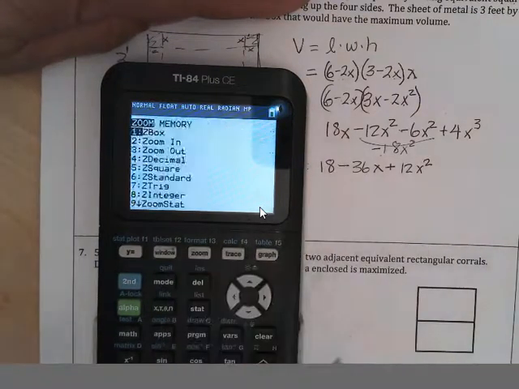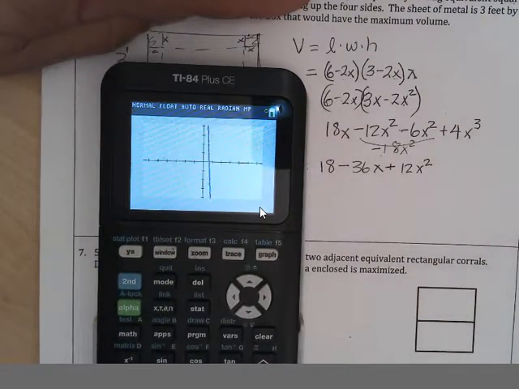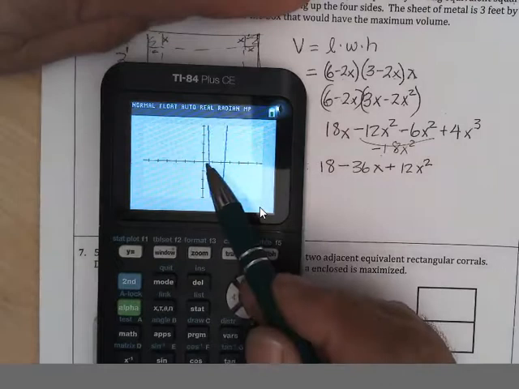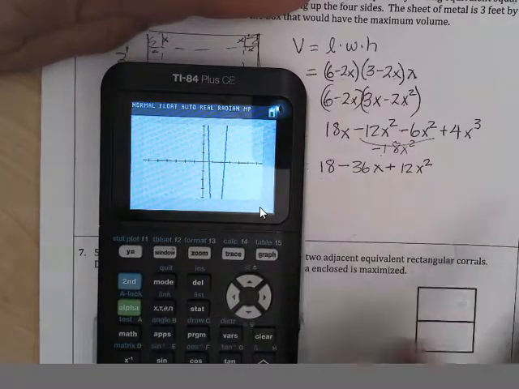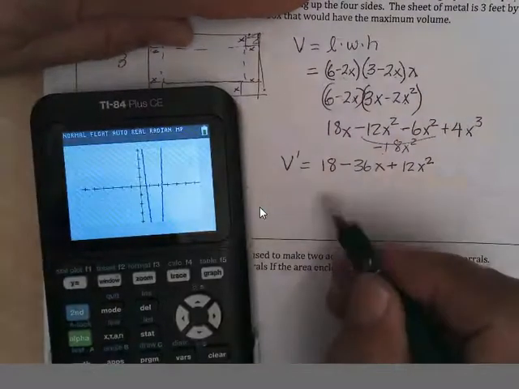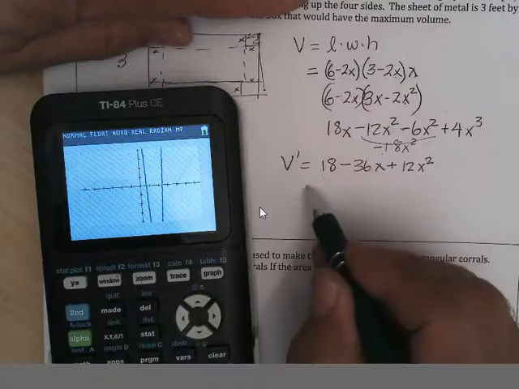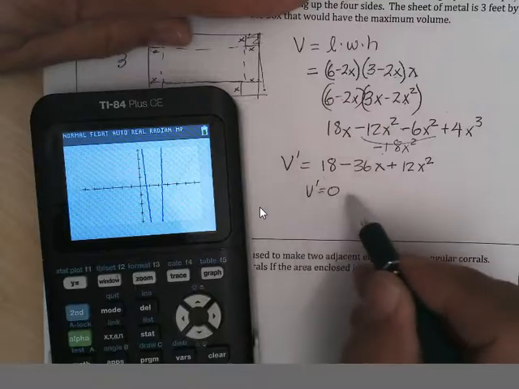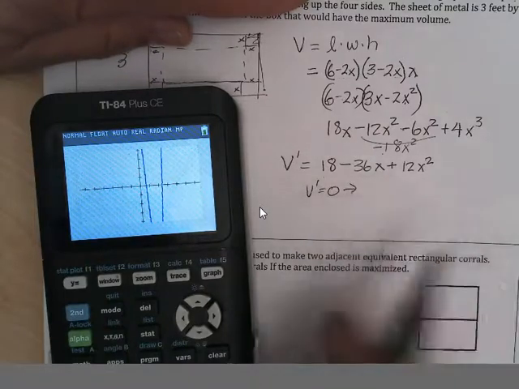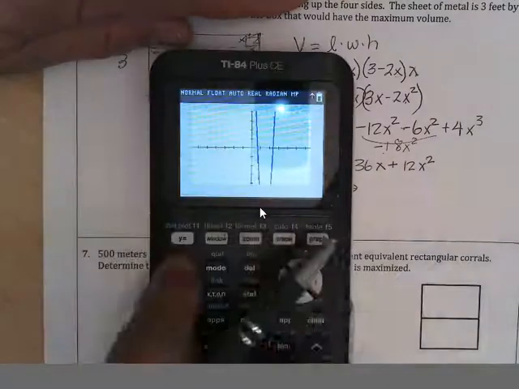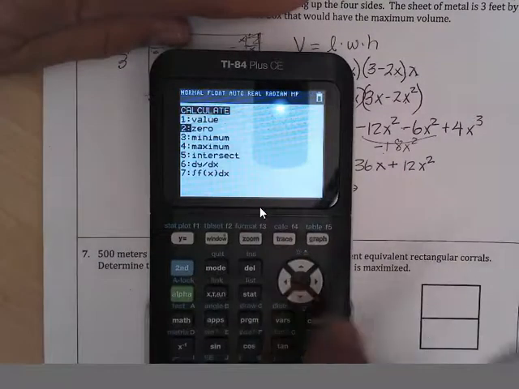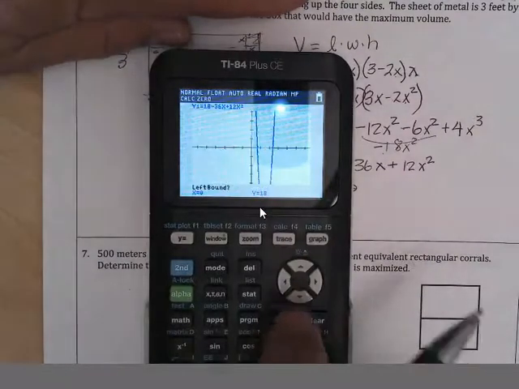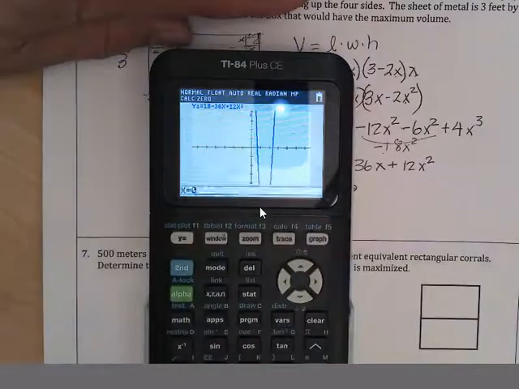Let's just zoom forward. Let's see if we see two answers. Yep, one place there and one place there. That makes us see 0, and we're trying to set the derivative equal to 0. So v prime equals 0 is our critical places, and we'll use second, calculate, zero.